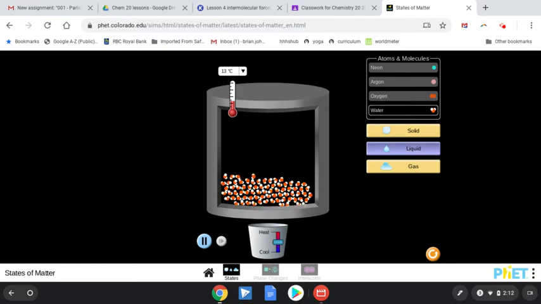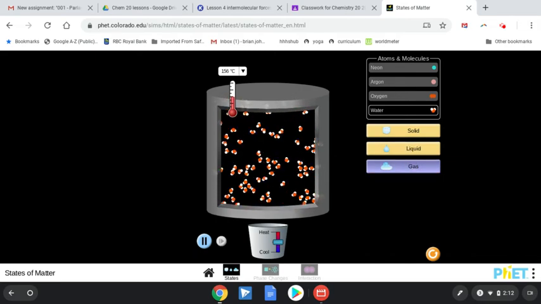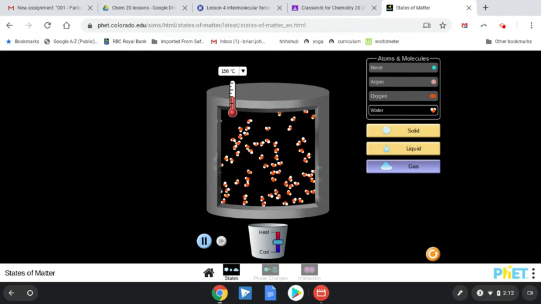And this is a liquid at 13 degrees Celsius. And water has an extremely high boiling point. Here it is at 156. It's already well past its boiling point and into a high energy gas.